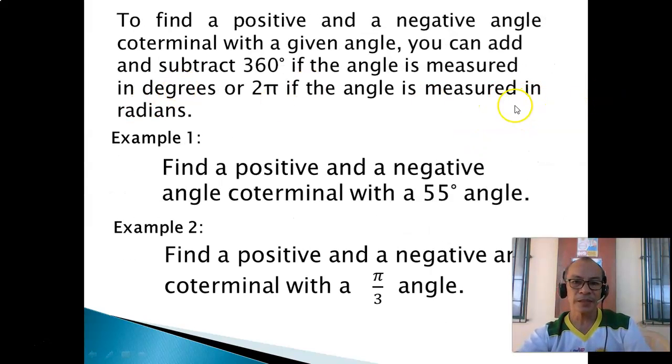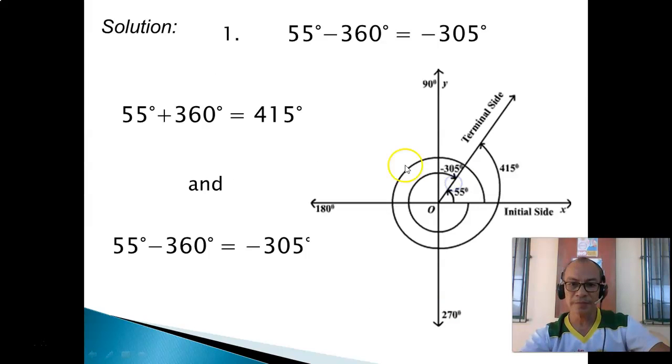Now, to find a positive and a negative angle coterminal with a given angle, you can add and subtract 360 degrees if the angle is measured in degrees, or 2 pi if the angle is measured in radians. Say for example, we're going to find a positive and a negative angle coterminal with a 55-degree angle. And the other one is to find a positive and negative angle coterminal with a pi over 3 angle.